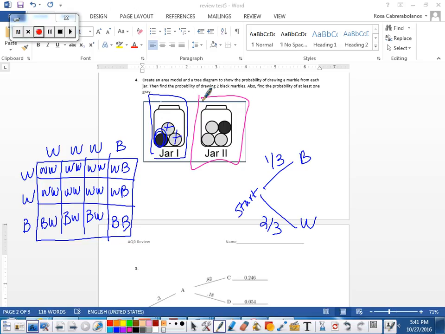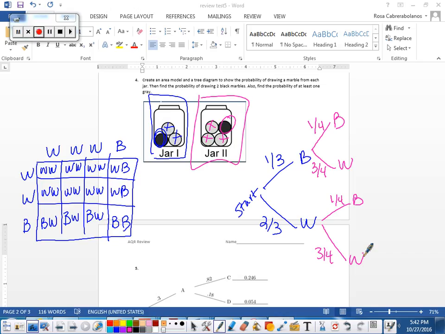Now I'm going to focus on jar 2, and there are 2 colors displayed on that jar, black and white. There's 1 black out of 3 and 3 white. Sorry, and it's not out of 3. It's out of 4. It's 1 out of 4, and then 3 white ones out of 4. This one is still talking about jar 2, so it's the exact same thing. So I have my tree.